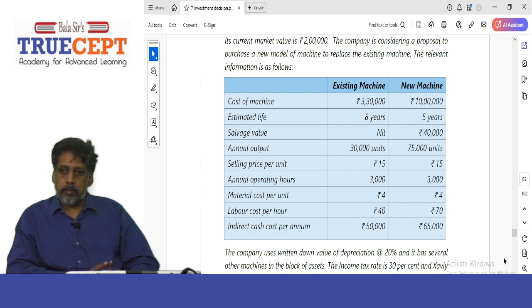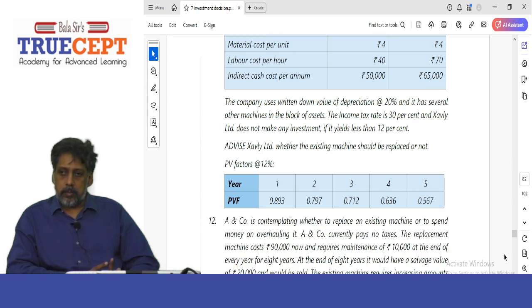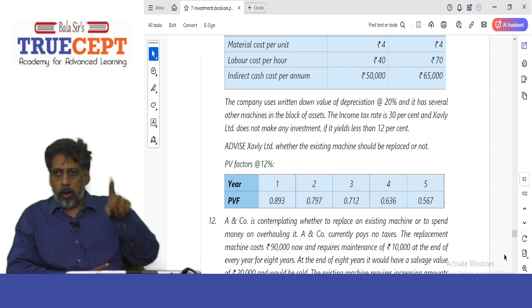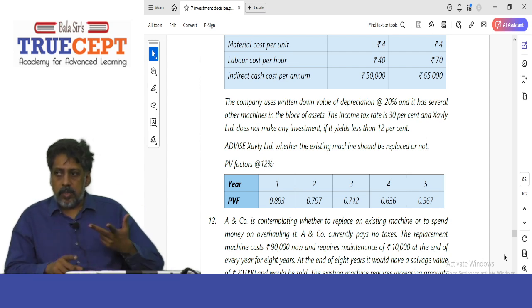Material cost per unit is rupees 4 in both the cases. Labor cost per hour is 40 for the existing machine and 70 for the new machine. Indirect cash cost per annum is 50,000 for the existing machine and 65,000 for the new machine. The company uses the written down value method of depreciation at 20% and it has several other machines in the block of assets. Point to note, you guys are going to follow the income tax approach, right? Block of assets. It's given there are other machines in the block.